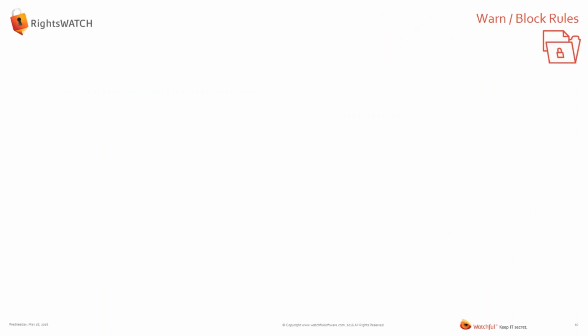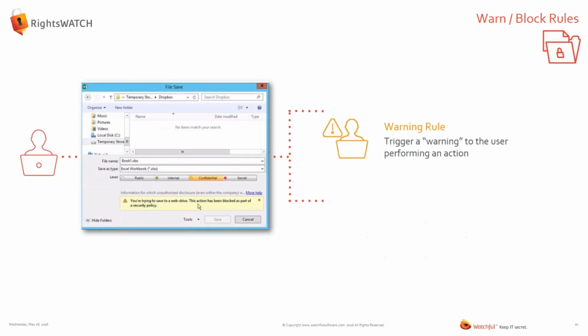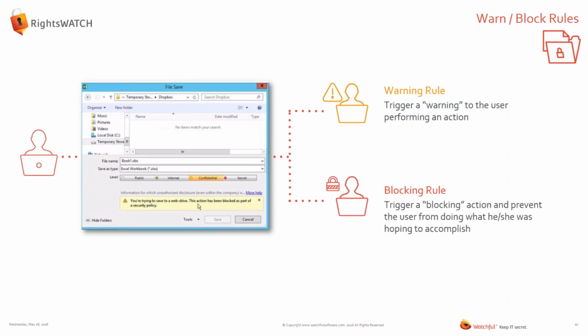As we have seen before, another type of policy-driven rules that RightsWATCH can apply are the warn and block rules. So, warning rules trigger a warning, of course, to the user performing an action. An alert is shown for user educational and training purposes, but the user will be able to save the file or send the email anyway. He will be allowed to perform an action despite the warning.